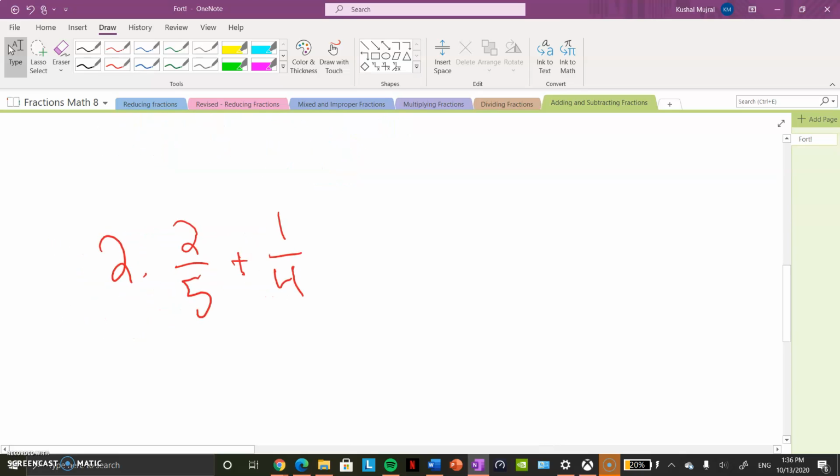2 over 5 plus 1 over 4. So, for a question like this, because the denominators are different, we're going to need to find the lowest common denominator. To do this, we're going to put both of these into what is called a prime factorization. Okay? We're going to look for the biggest number that fits into both 5 and 4, which is just 1, right? There's no other number that fits into both. And then we're going to have 5 and 4.